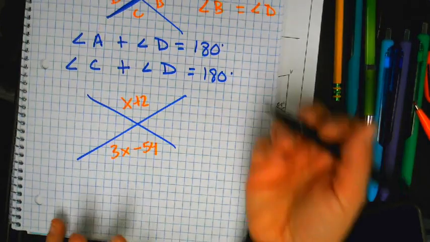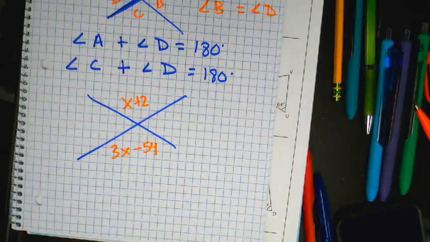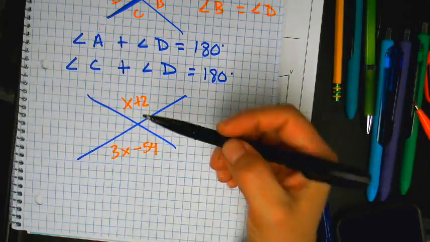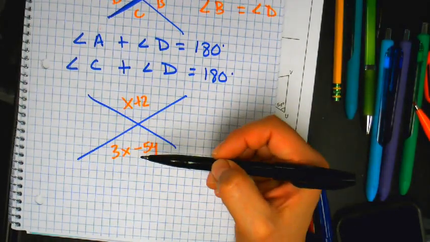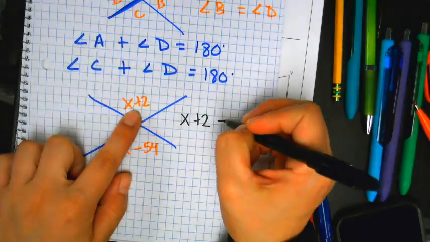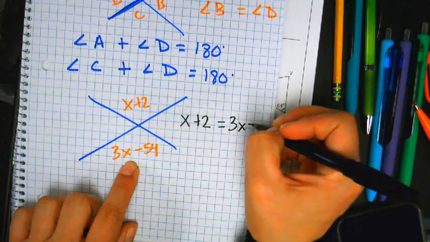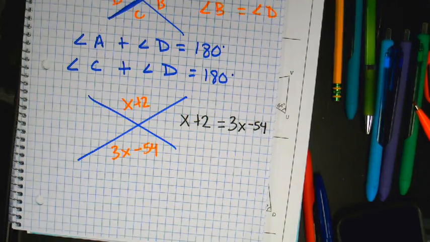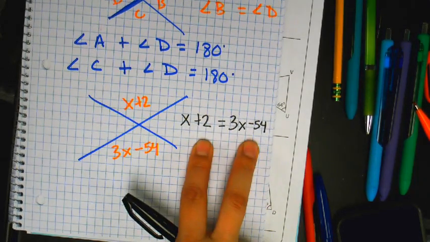All right, so these are vertical. So the first thing you have to do is ask, does it equal 180 or does it equal each other? And these equal each other. That's the number one mistake kids make: they'll ask, do I add these and it equals 180? No, they're equal to each other. So x plus 2 is equal to 3x minus 54. So you set them equal to each other and you solve. Go. So set them equal to each other.